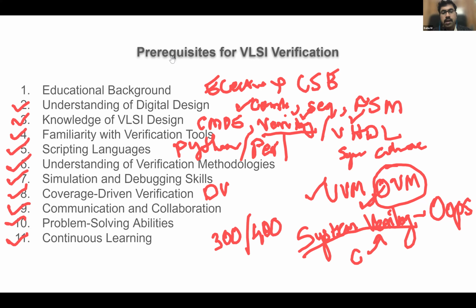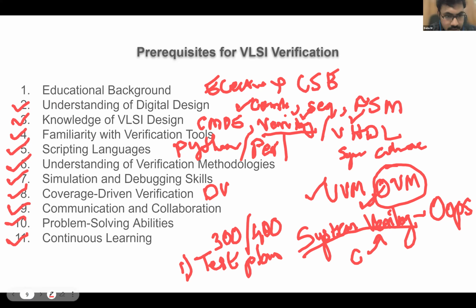So we need to thoroughly understand the specification of that particular chip, what it is intended for. Based on that, we need to come up with the test plan. Once we understand the complete specification, only then can we come up with the test plan, how we are going to verify that particular chip. For that, continuous learning is very, very important in this field.